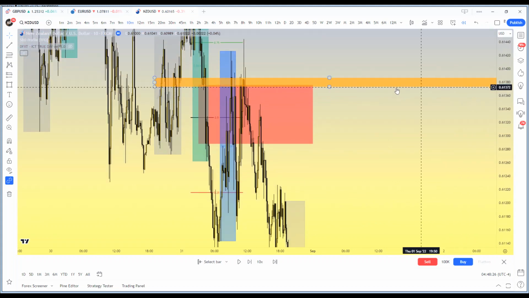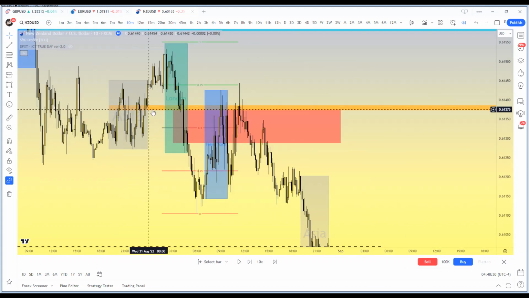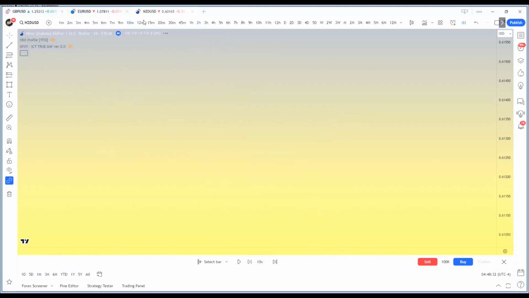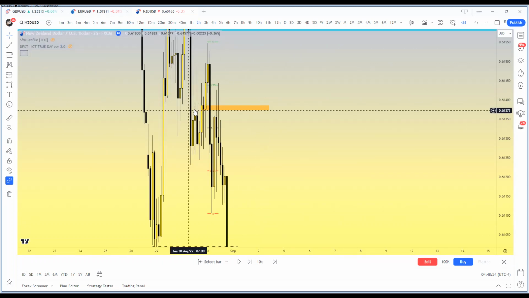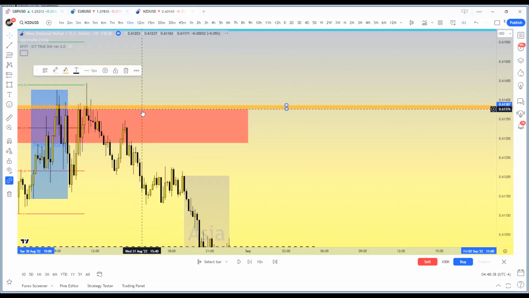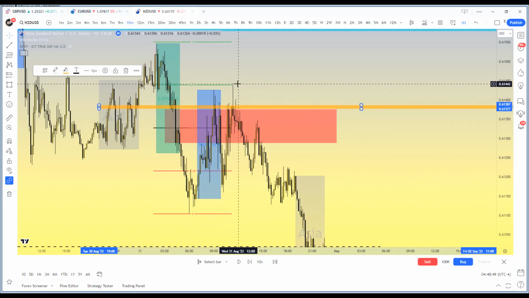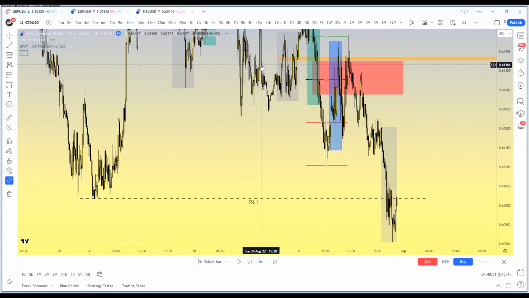All right. So initially, this is the breaker up here. If you go back to the 2 hour again, you can have a look. The breaker body. And here, you can see we got stopped out here the first time. Price respected it. It came back one more time to take out the New York high and then started moving lower.